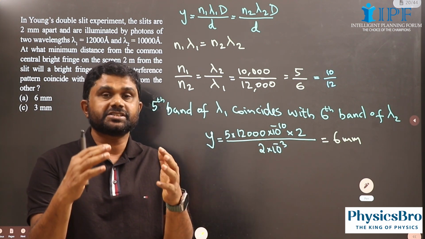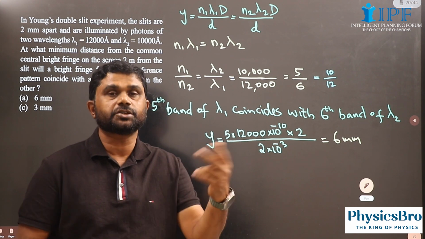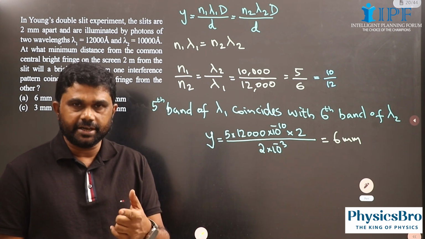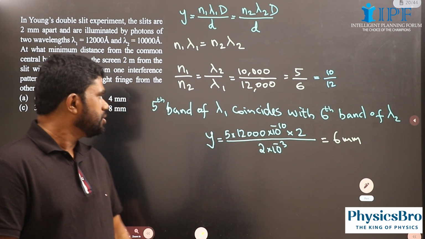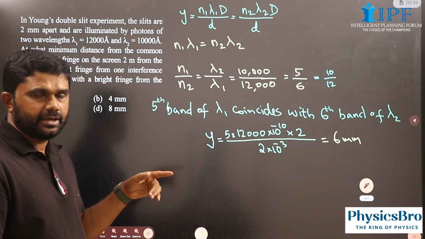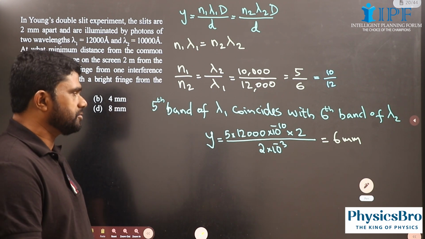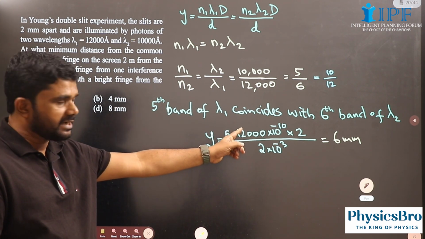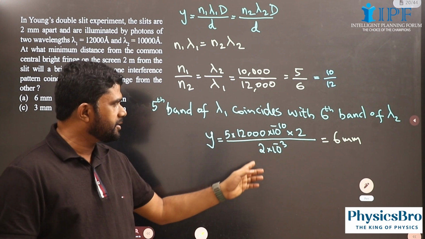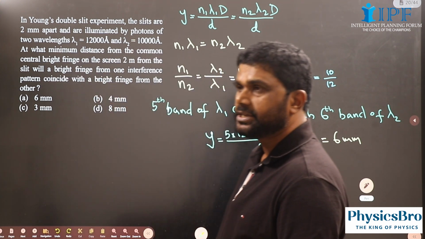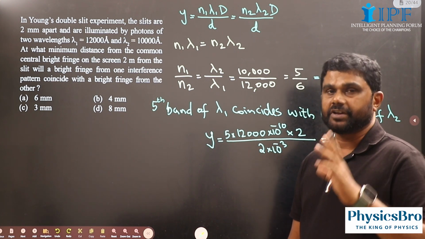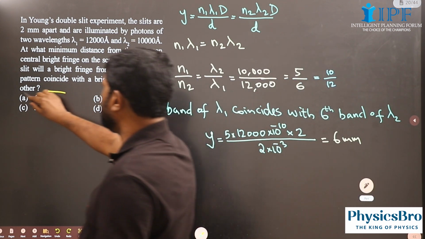But we have to get the minimum distance from the center where the two bands coincide. That will be the distance of the fifth bright band from the center of the screen due to the first wavelength. So we will get n1 lambda 1 D by d, where n1 equals 5 and lambda 1 equals 12,000 angstroms. We convert to meters by multiplying with 10 raised to minus 10, and D is 2 meter, d is 2 millimeter, 2 into 10 raised to minus 3. We will get 6 millimeter. This is the distance of the fifth bright band from the center of the screen due to the first wavelength. So this will be 6 millimeter.